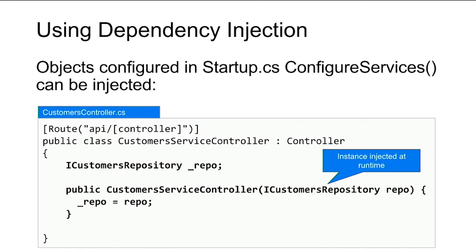Now, here's an example of using it. So now notice we have our route up on top, we've inherited from controller, and then I have this customer's repository field up top.